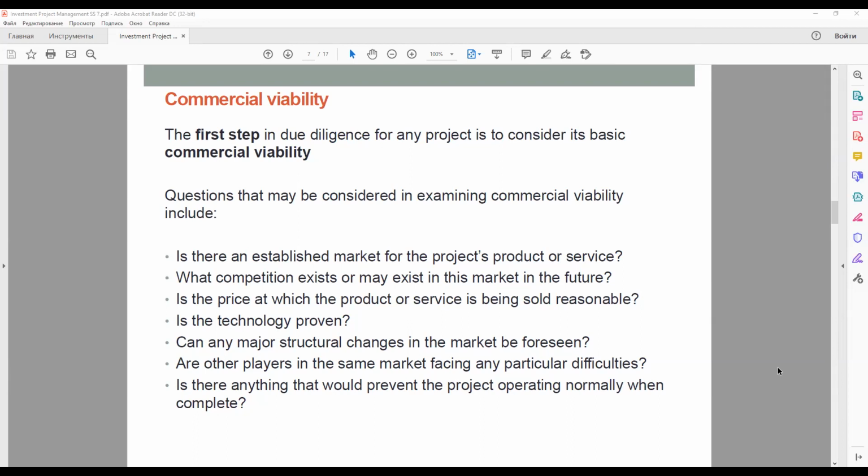Are all the players in the same market facing any particular difficulties? Is there anything that would prevent the project operating normally when complete? For example, grid connections to a power station, connecting roads for a bridge, input supply delivery, etc. And have arrangements been made to ensure that this is dealt with?